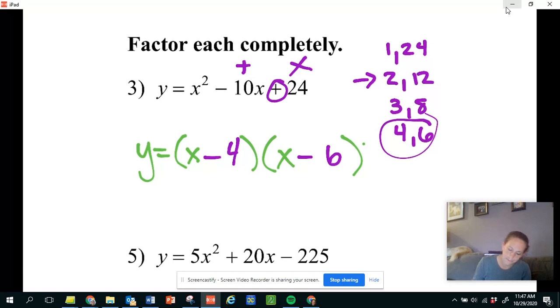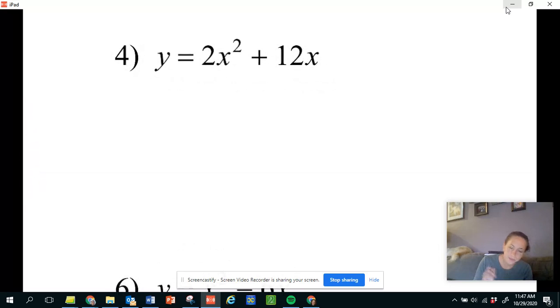Super cool. Okay. With this one, whenever you can, you always want to pull out a greatest common factor first. If all 3 terms, or all 2 terms, or however many terms you have, all have something in common, it's called factoring it out. Both of the numbers can be divided by 2 and they both have an x.